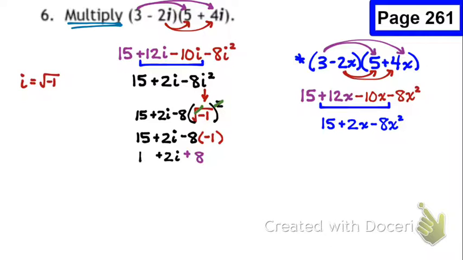Do I have all of my like terms combined? No. I could, except that's not being squared, so it's not going to simplify anymore. Good question. I can combine the 15 and the 8 together. What's 15 plus 8? 23. So this is 23 plus 2i.